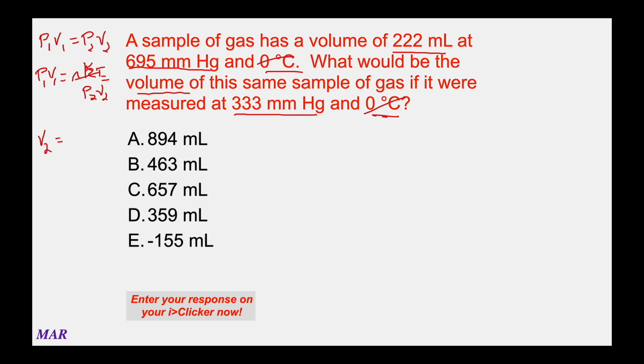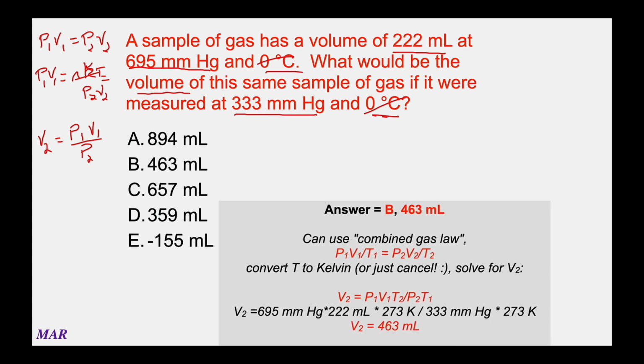And so V2 equals P1 V1 divided by P2. And again, you can literally put those numbers in just as they are. And if you do that, you should get 463 milliliters, the new volume.